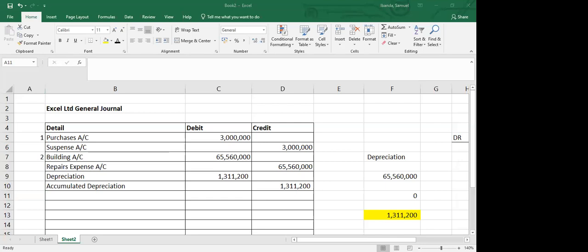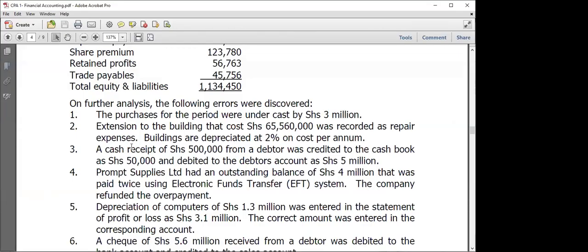So we now move to the next part, which is saying that a cash receipt of 500,000 from a debtor was credited to the cash book. Now yours is to first think through a cash receipt. Cash receipts from customers are not supposed to be credited to the cash book. Things that are credited to the cash book are only payments.